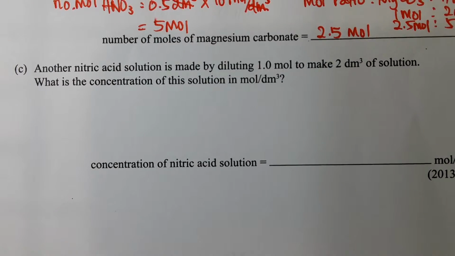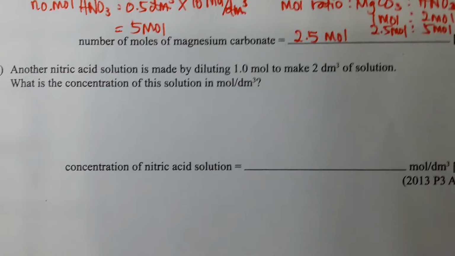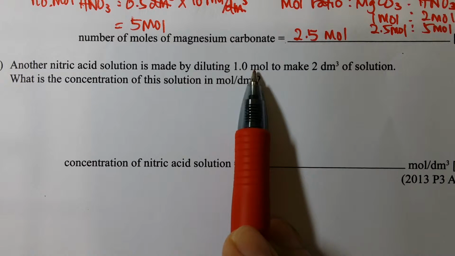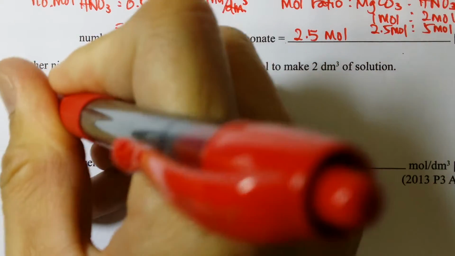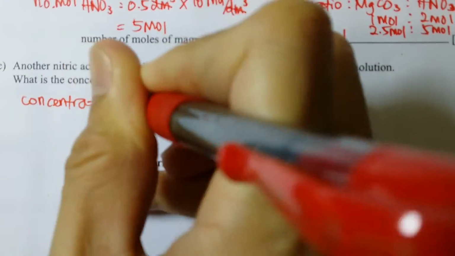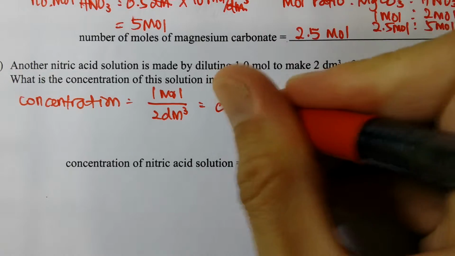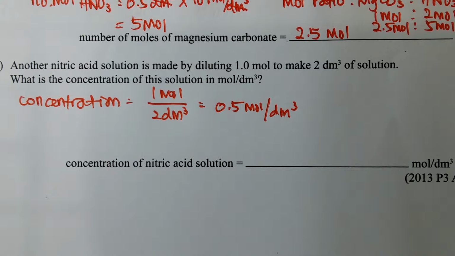The last part of this question: another nitric acid solution is made by diluting 1 mole to make 2 dm cube of the solution. What is the concentration of this solution in mole per dm cube? Mole per dm cube, mole over dm cube. So just take the ratio. So the concentration, 1 mole, 2 dm cube. That will give you 0.5 mole per dm cube. So this question is very easy, just take the ratio.